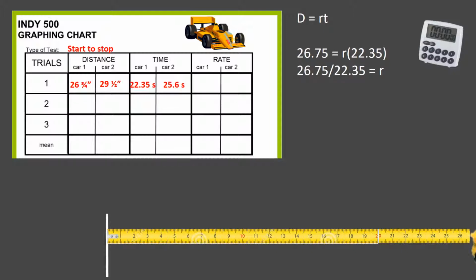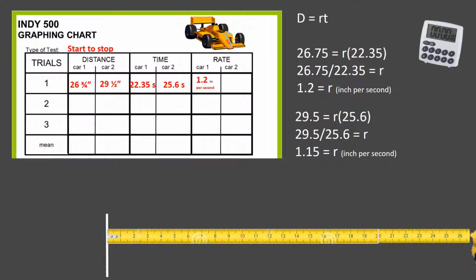We'll do the mathematics. We have to divide by 22 and 35 hundredths on both sides, and that will give us the rate. So our rate is 1 and 2/10 of an inch per second. We'll write that down. For the second car, we'll do the mathematics on that, and we get 1 and 15 hundredths equals the inches per second, and we will put that down.